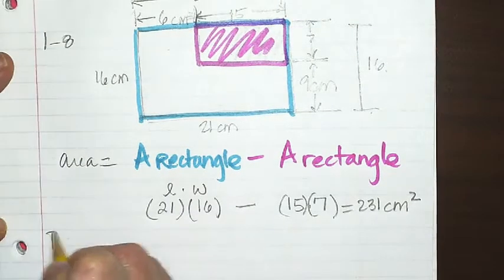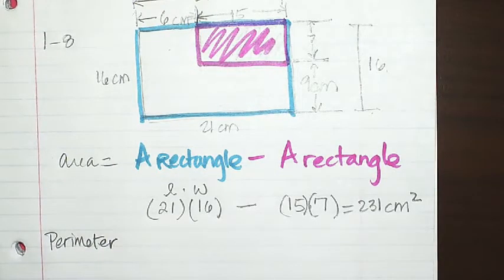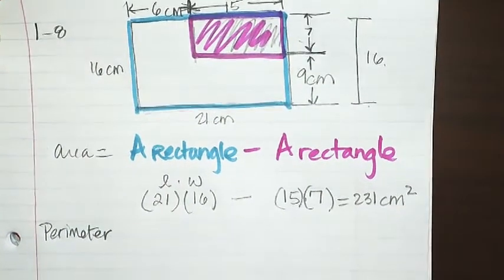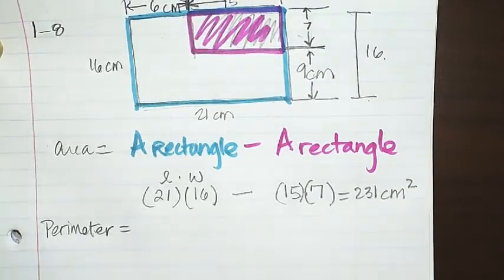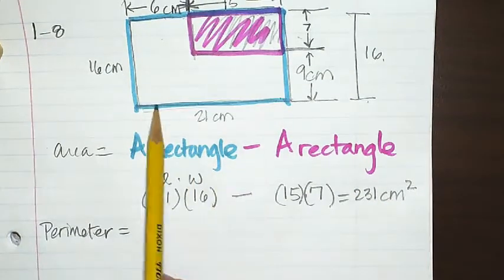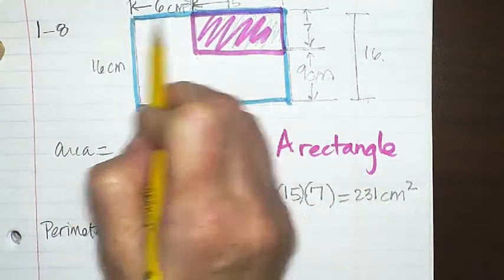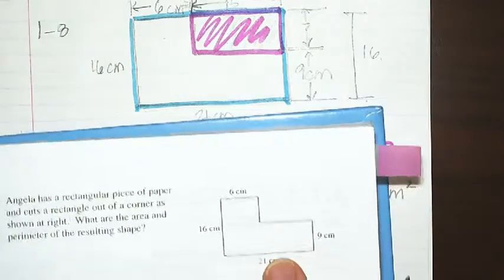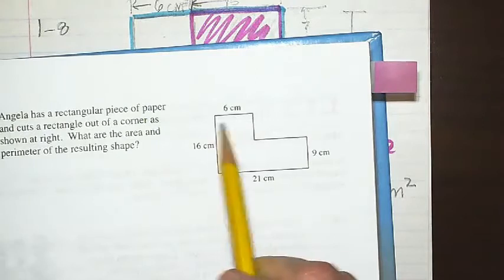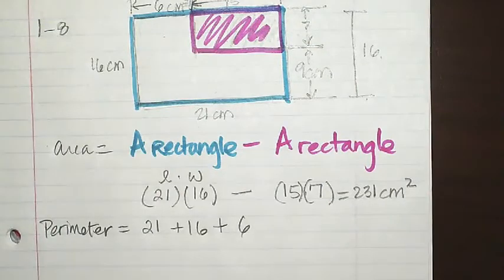And then the perimeter, you may be thinking, why are we doing this? This actually relates to something we will be spending a lot of time on this year. So you want to know the area of a rectangle and how to get the perimeter of any shape, but especially a rectangle. The perimeter is the sum of all the sides. So we're going to add 21 plus 16 plus 6. Remember, we're looking at this shape here, so we're not looking at the entire rectangle. We're just looking at the big rectangle minus that part that's in pink or purple.